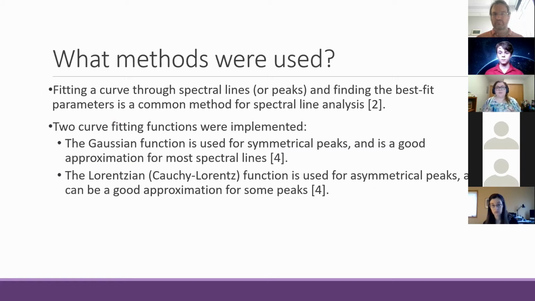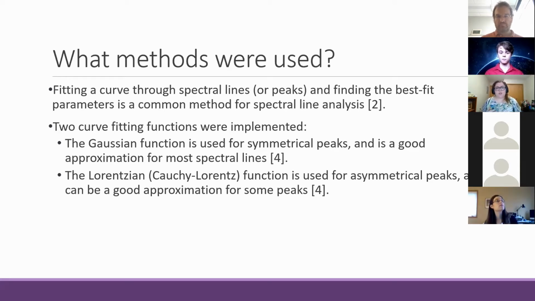And so we're able to analyze these different lines in different ways, but the method that we chose for our program is curve fitting. It's one of the most common ways to analyze spectral peaks. What that entails is using a function to fit a curve through the peaks and finding the best fit parameters, and those parameters can help us find the physical characteristics. And so we implemented two different fitting functions, the Gaussian function and the Lorentzian function, or the Cauchy-Lorentz function.